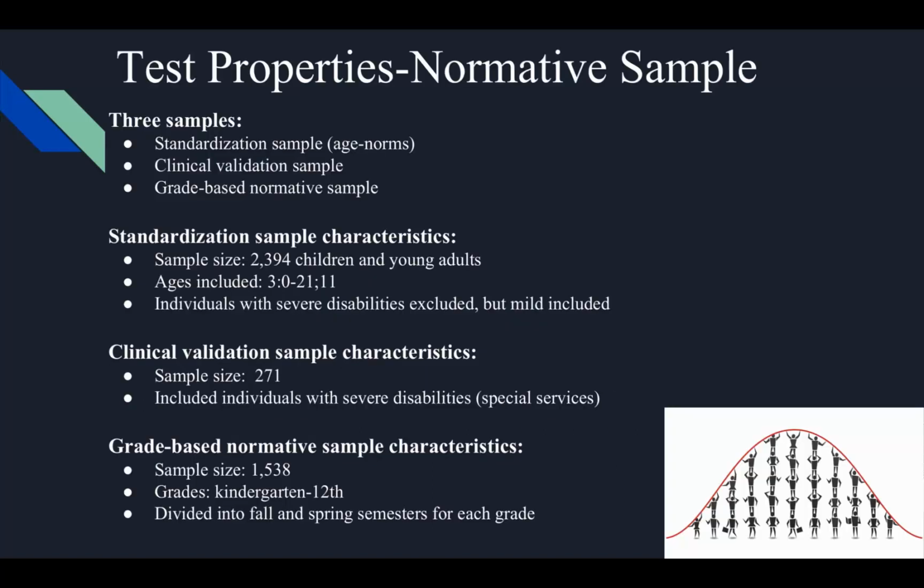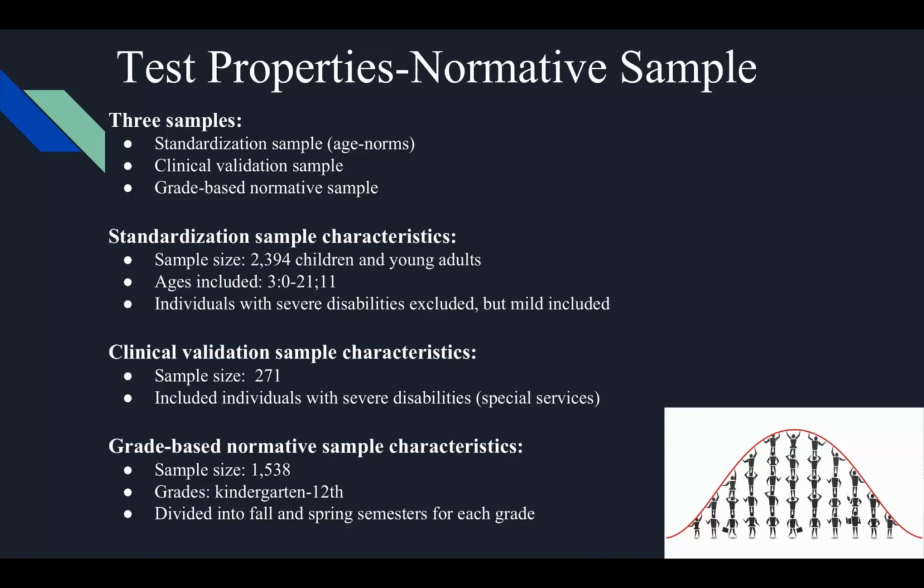CASL had 3 normative samples, including the standardization sample, which provides the age norms for the test, a clinical validation sample, and a grade-based sample. The standardization sample included 2,394 individuals aged 3 to 21 years 11 months. The sample included those with mild disabilities, but those with severe disabilities were excluded.